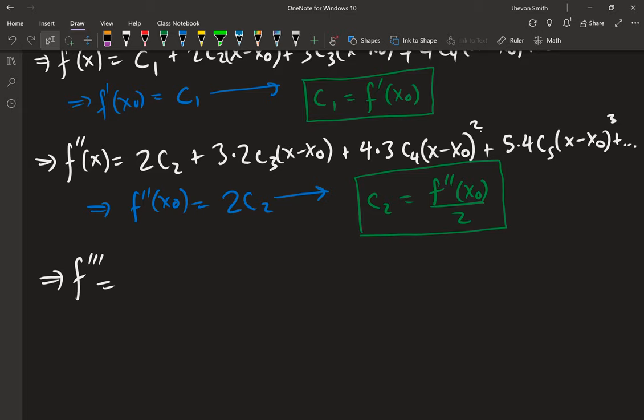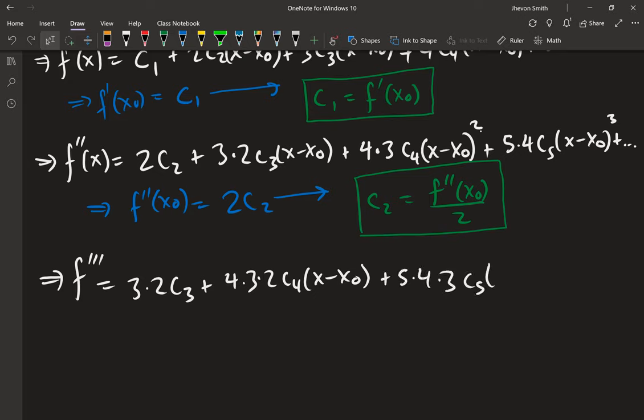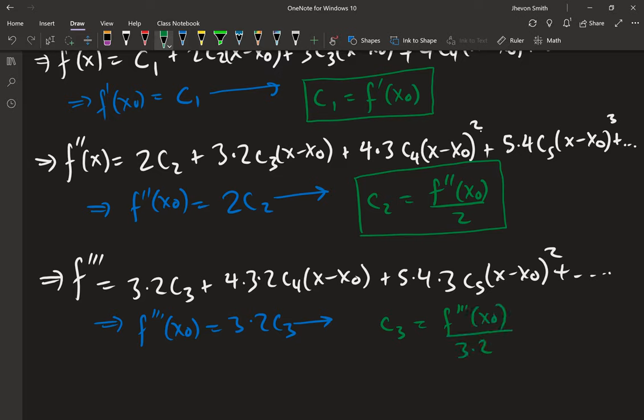The third derivative. This would be 3 times 2C3 plus 4 times 3 times 2C4 times (x minus x naught) plus 5 times 4 times 3C5 times (x minus x naught) squared plus dot dot dot. I can plug this in. F triple prime evaluated at x naught is going to be 3 times 2C3, which means I can solve for my C3: f triple prime of x naught divided by 3 times 2. Let me do one more.